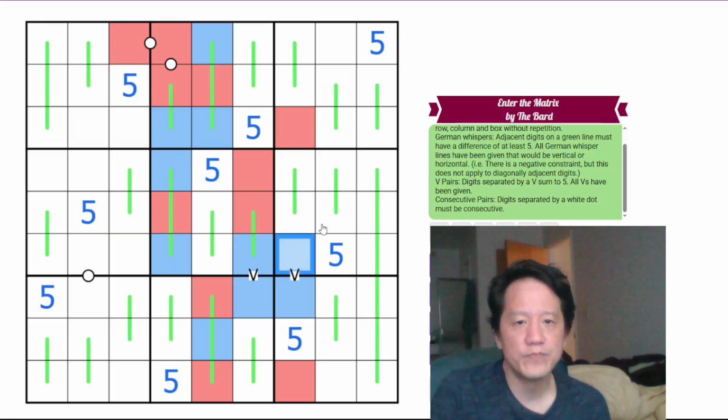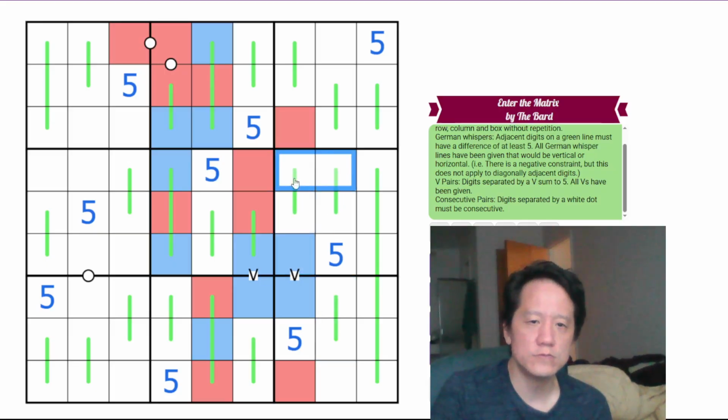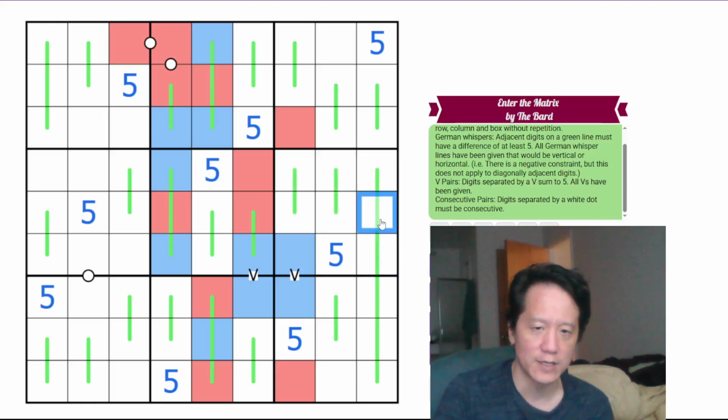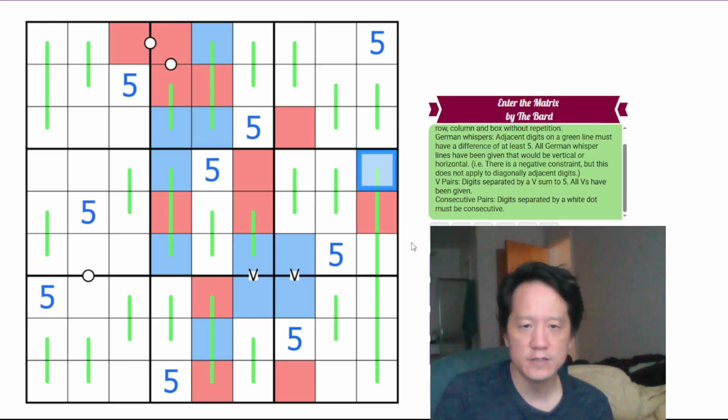This is low. We know we have 2 lows here and 2 highs here. So that's 3 lows in box 6. If this were high, low, then we would have 5 lows in box 6, which is not allowed. Therefore, this is high, this is low, this is low. This must be high then to be next to it on a German whisper line.